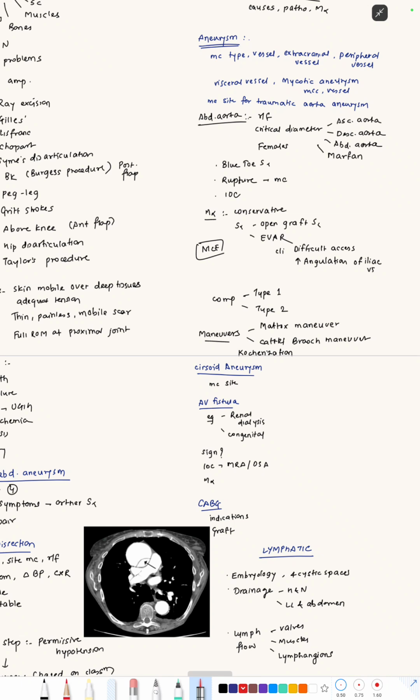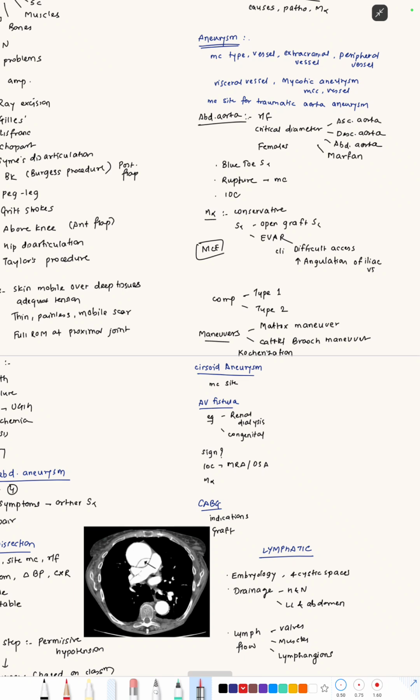Then there is blue toe syndrome. Blue toe syndrome is caused by multiple small emboli that block the toe vessels and lead to gangrene. Then rupture of aneurysm. If there is a rupture of aneurysm, most commonly there is hemorrhage into the left retroperitoneal region. The investigation of choice is CT angiography.